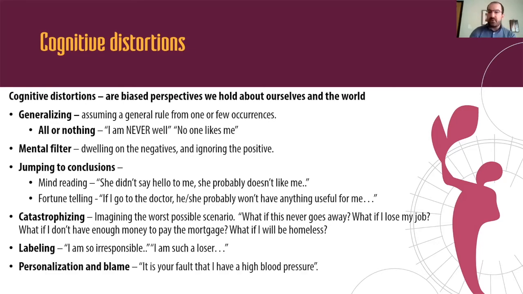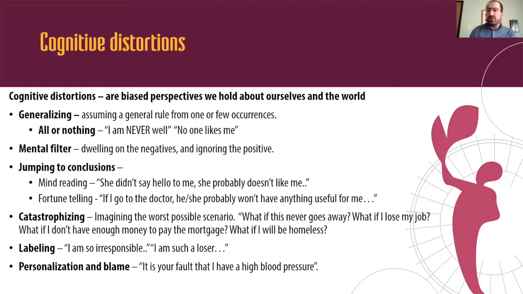Personalization and blame, which is kind of my favorite based on my upbringing. This happens when we are either taking things too personally or blaming either ourselves or the other person for things that might not be in their control, and usually there are things that are out of someone's control. For example, if someone told you it is your fault that I have high blood pressure, or vice versa, if we're blaming ourselves or someone else.